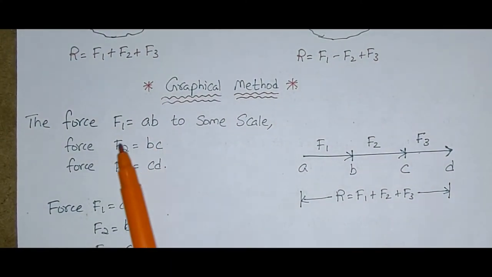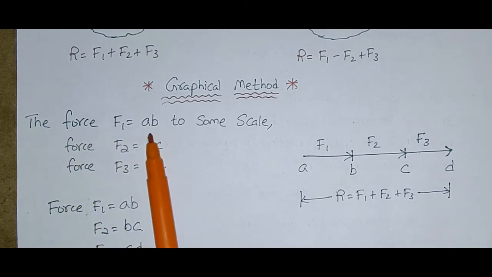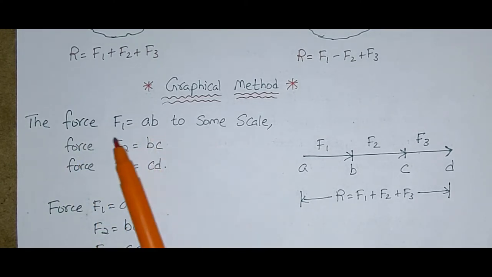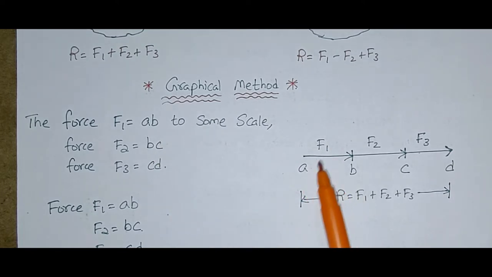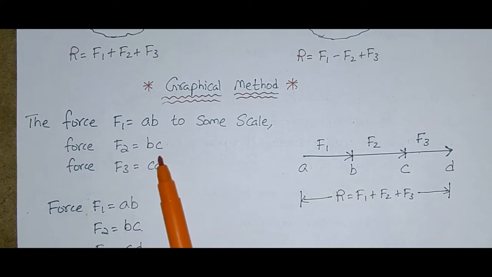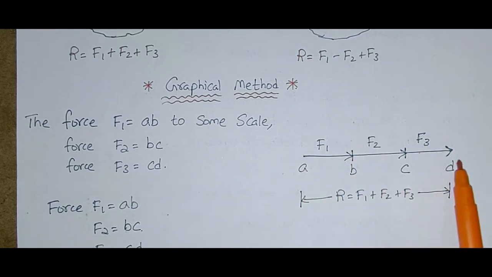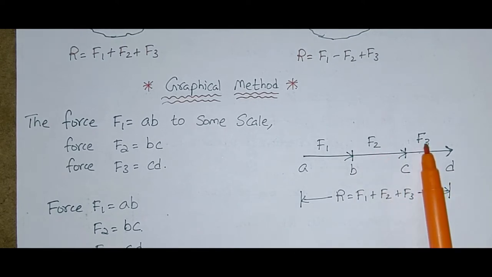In the graphical method, force F1 is equal to AB to some scale, A to B. F2 is equal to BC. F3 is equal to CD. Based on this diagram, AB represents force F1, BC represents force F2, and CD represents force F3. Now, what is the resultant here? R is equal to F1 plus F2 plus F3.